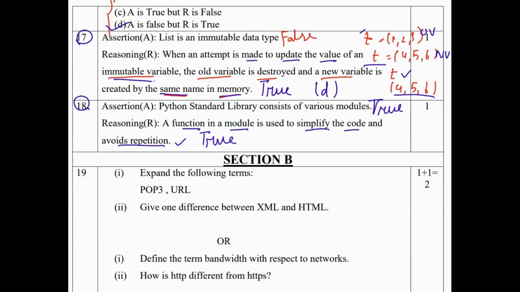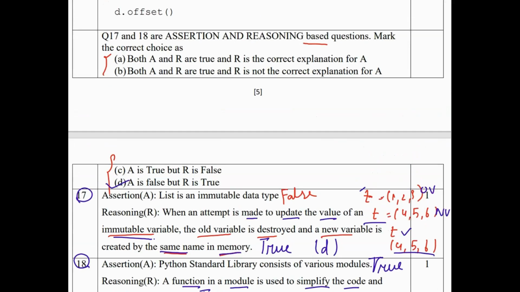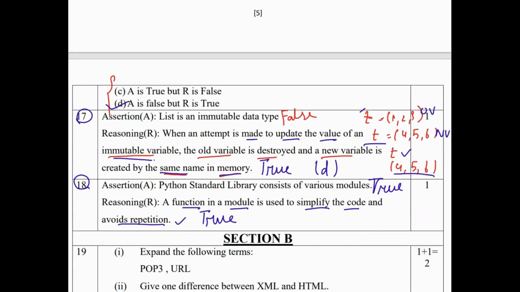So what option should you pick? Among these four options, you can pick: both A and R are true, and R is not a correct explanation for A. So you should pick option B for question number 18. Option B: both A and R are true, but the reasoning R is not the correct explanation for the assertion A.